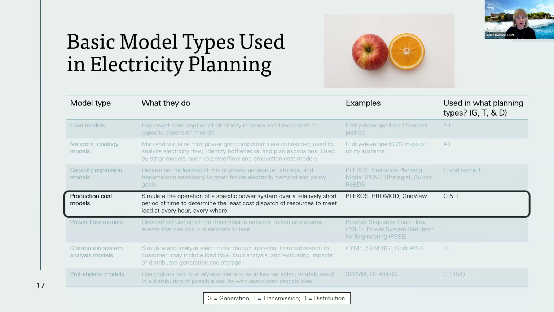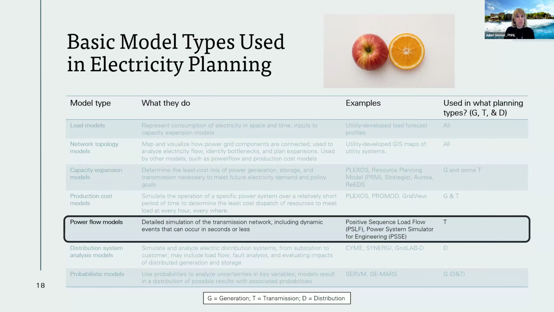Now we move into production cost models. So production cost models basically say, okay, given a certain configuration and grid system, how do they simulate the operation of that set of assets and that grid system over a relatively short period of time to determine what's the least cost dispatch of those resources to meet load at every hour, everywhere. So they kind of simulate the operation of the system and come out with the production cost. How much does it cost to actually operate that system in terms of fuel and different resources coming on and off at different times. And so that's an important part of planning and a cost optimization as well.